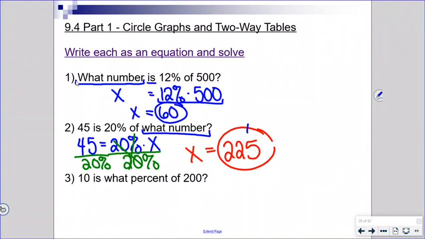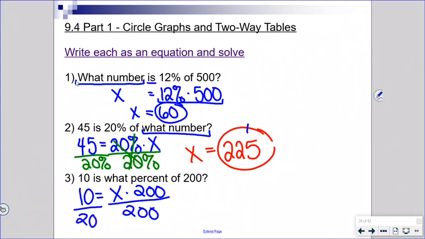10 is what percentage? So I'll put x percentage of 200. Now, 10 is a small chunk of 200. If I want to get x all by itself, I'm going to divide both sides by 200. Now remember, the question here is not asking what number, it's asking what percentage. When I type this part into my calculator, it's going to tell me 0.05.